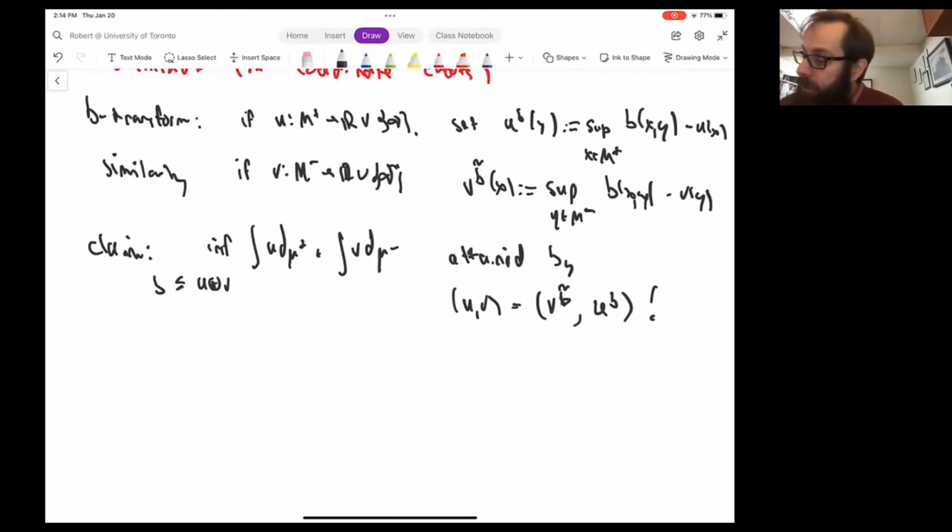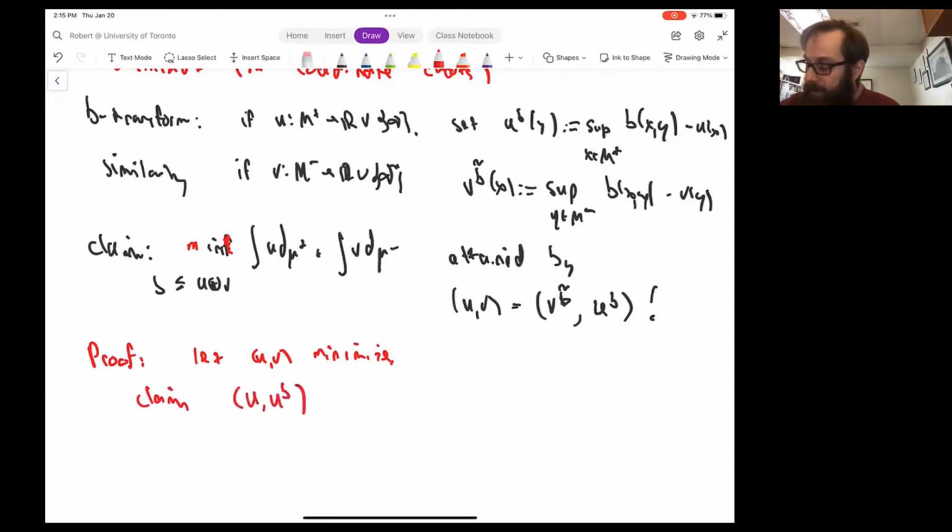And the proof, well, let's see. I already know the min is attained. I just want to show that it's attained by a pair of functions of this form. Otherwise, I need to go through another compactness argument. So I'm going to let U, V minimize. And then I claim the U transform also minimizes. It does at least as well.